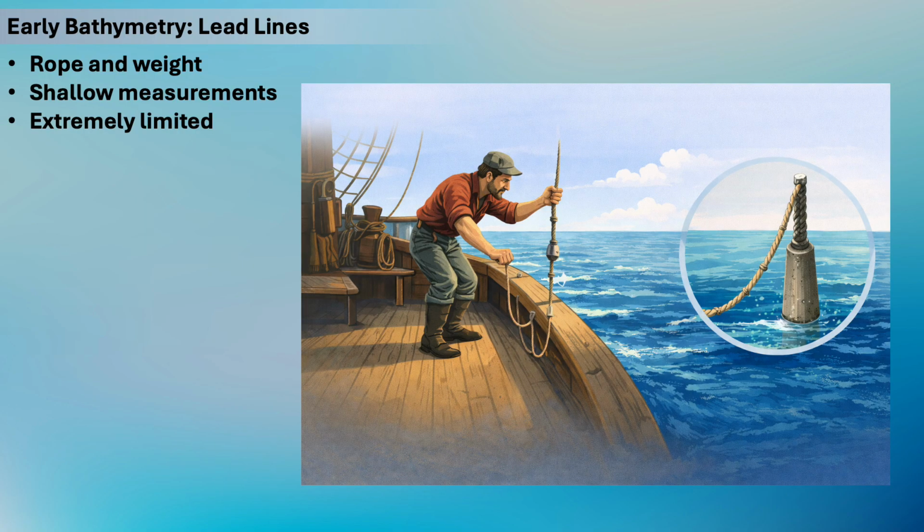As we discussed in the previous class, the earliest bathymetric measurements were made using a lead line, which, as you recall, is simply a rope with a heavy weight on the end. Sailors lowered the line until it reached the seafloor and measured the length of the rope that was released. This method worked only in shallow water and was slow, imprecise, and of course impractical for deep ocean measurements. As a result, for centuries, knowledge of the seafloor was extremely limited.